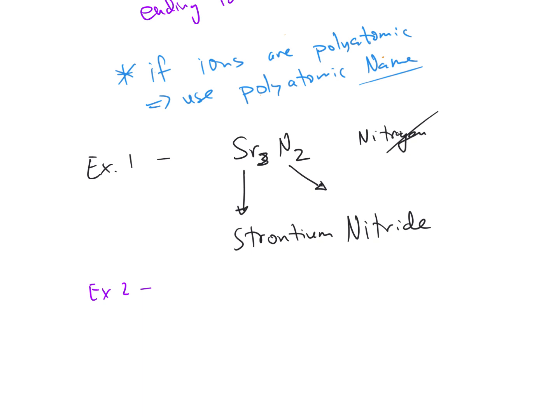Okay. You got (NH4)2SO4. What's that called? Oh, you guys don't have this list. This is called ammonium, right? And this is called sulfate. So we just use the polyatomic ion names. That's it.